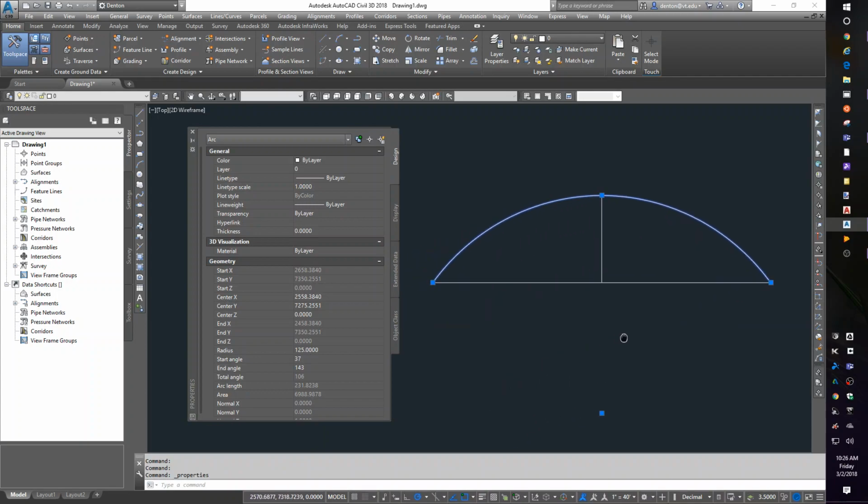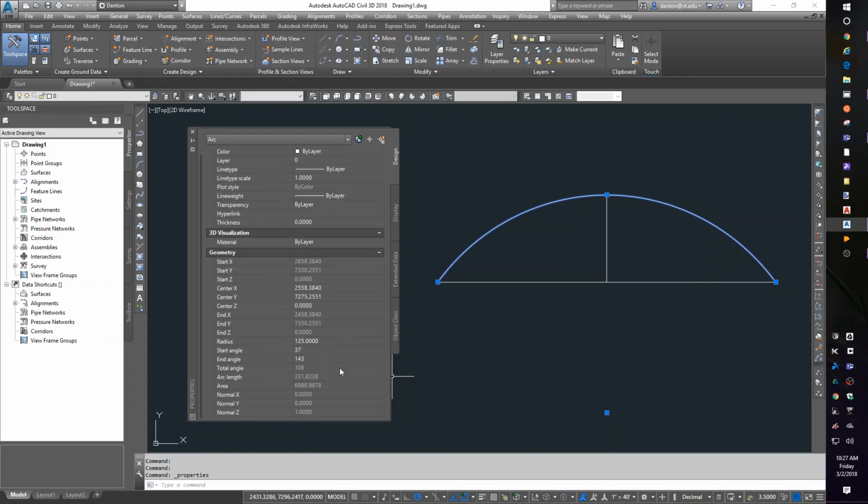Control 1 gives me properties for that arc. The grayed out sections in the properties are calculated properties. The computer stores the center point, the radius, and the starting and ending angles, but then it'll tell you the total angle or degree of curvature and the arc length as well.